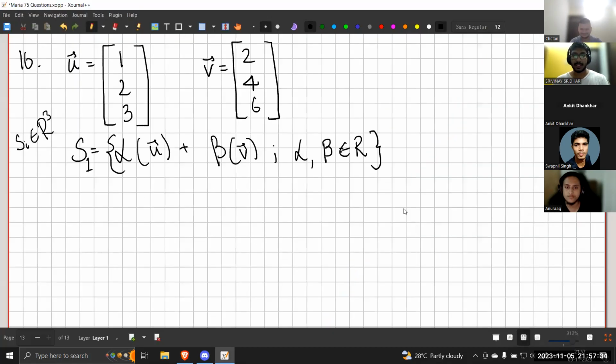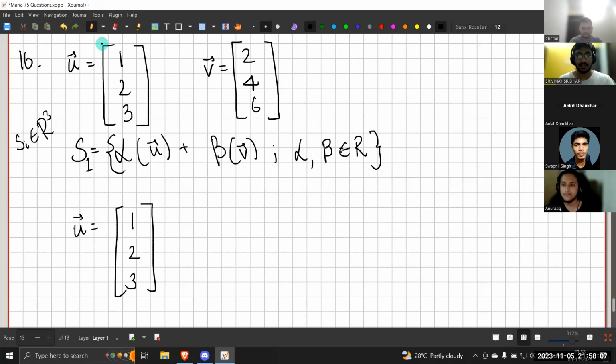But what if, is this going to happen for every vector u and v? No, if u and v are not scalar multiples of each other, then we would not get a line. In that case, we get a plane. Okay. So can you give me an example for S2 where I will take 1, 2, 3 and 4, 5, 6, right?